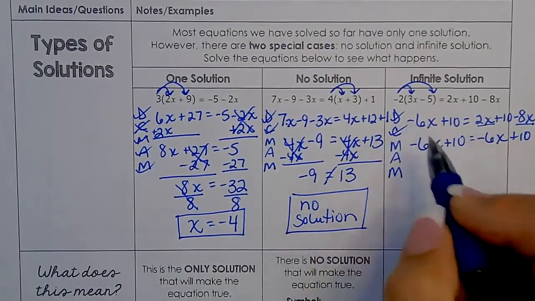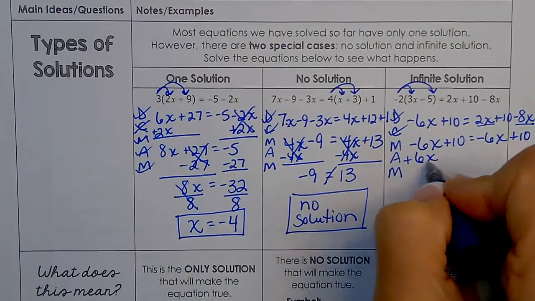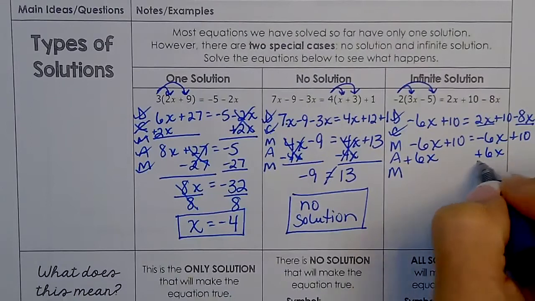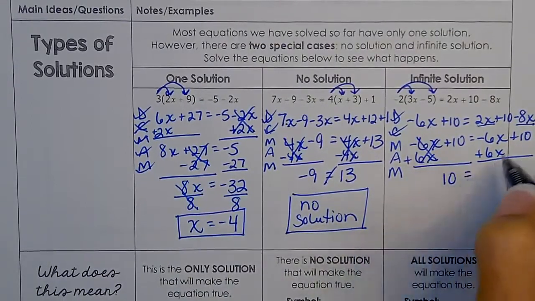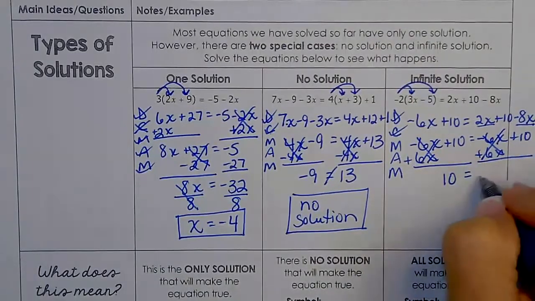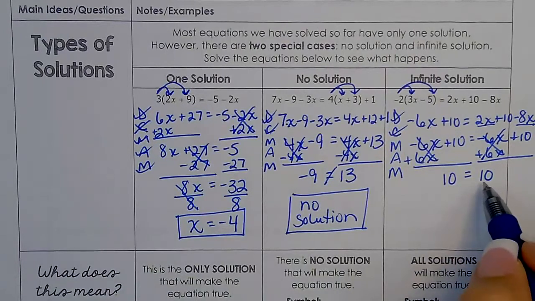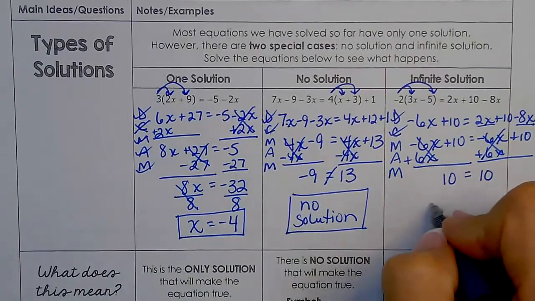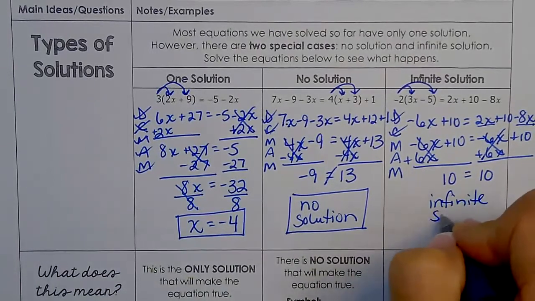All right, we've combined. Now it's time to move terms. So I'm going to add 6x to both sides. That cancels, and I'm left with 10. That cancels, and I'm left with 10. Well, 10 equals 10 is a true statement. So that is why it is infinite solution.